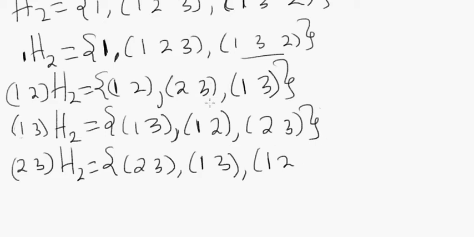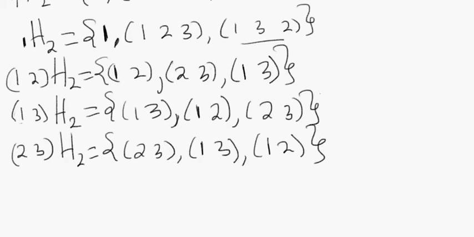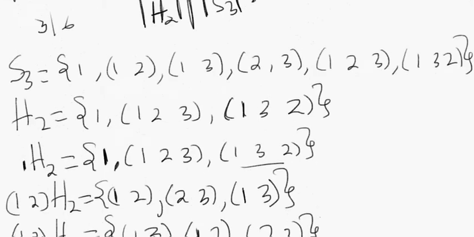Wait, so we have (2 3) multiplied by (1 3 2). So yeah, let's see. Yeah, 1 goes to 3, 3 goes to 2, 2 goes to 1. Right, 2 goes to 1 and 1 just goes to 1. Okay. So we really have this, right? Okay. And what about, we have just two more elements left.